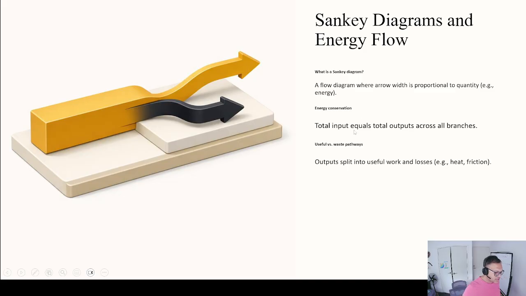Then energy conservation, the total input equals total outputs across all branches. We saw, right, 100 and 70 plus 30 and 80 plus 20. And output split into useful work and losses. Cool. So useful energy and loss energy where we are not interested in that energy.